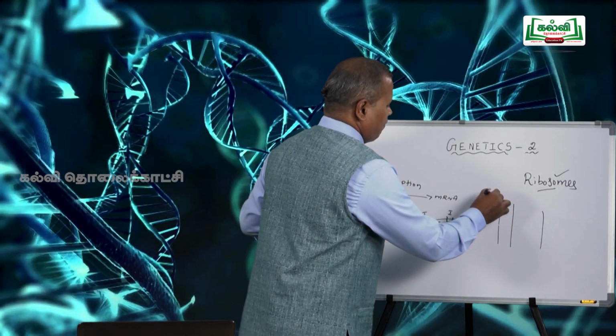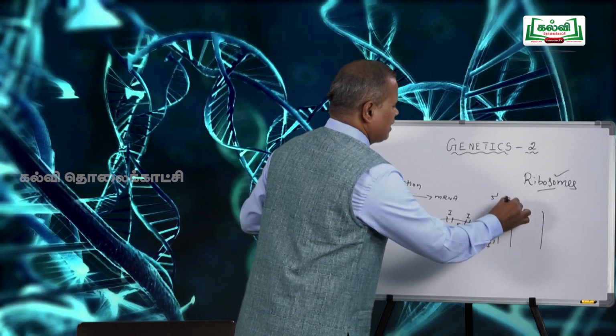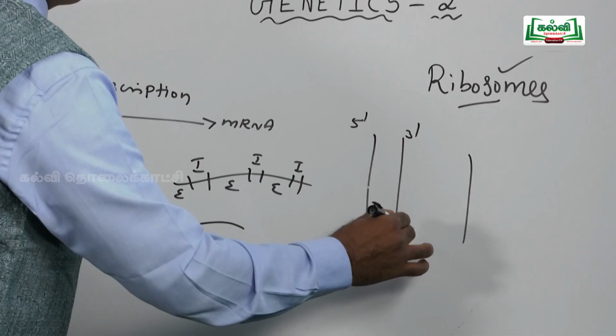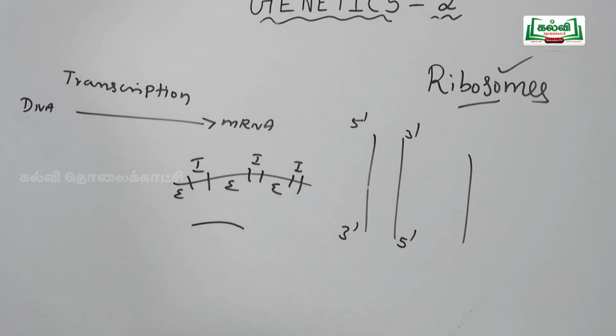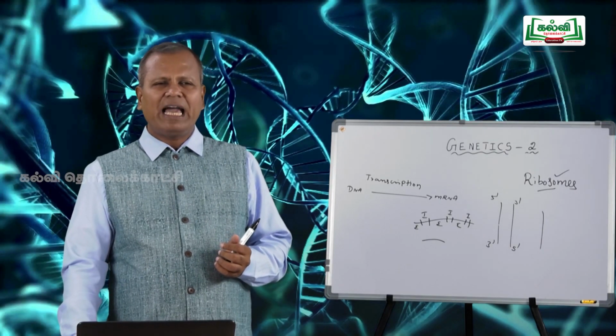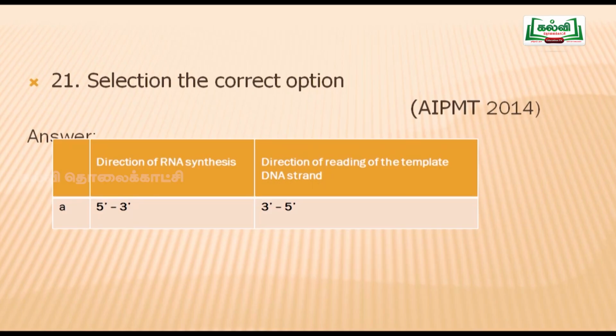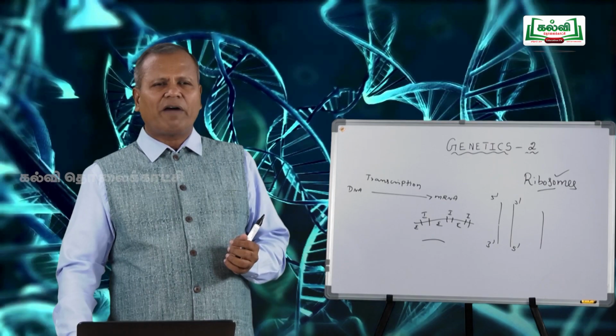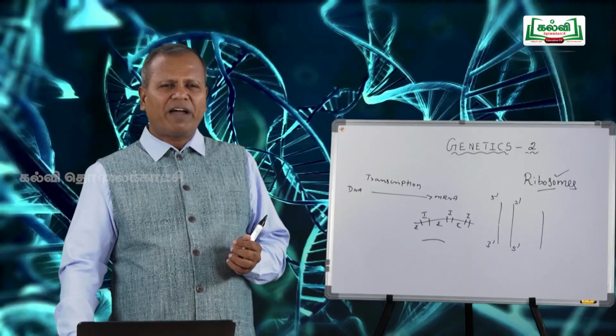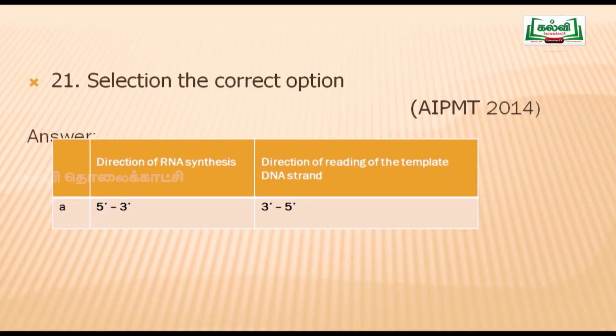If it is 5 prime 3 prime on this side, we call the opposite side 3 prime 5 prime. The correct answer for question number 21, formation of mRNA from DNA, is 5 prime 3 prime and 3 prime 5 prime. The first option, A, is correct. This is the correct answer.